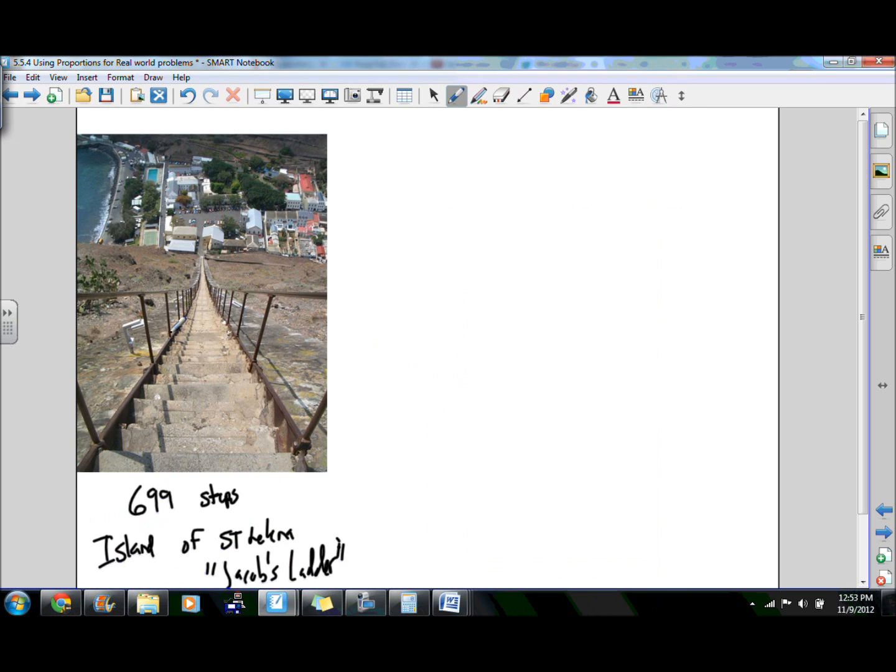Last one here. On the island of St. Helena, there's a thing called the Jacob's Ladder that is 699 steps. And if you see here, that would be pretty intimidating to see. It's the longest set of steps in the world. And I want to know how long it would take to climb this ladder. Okay, so let's get a video here that's going to help us.